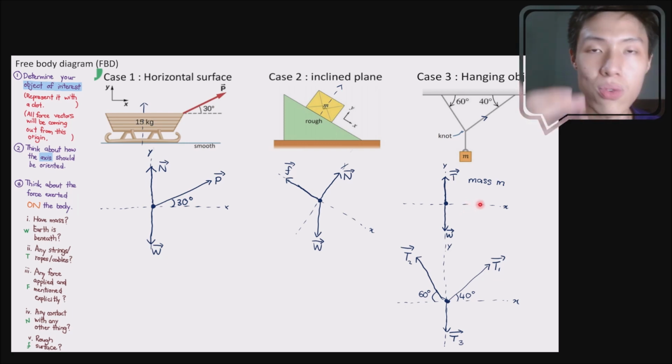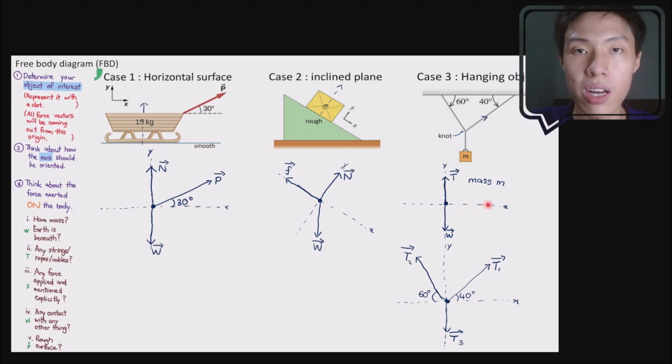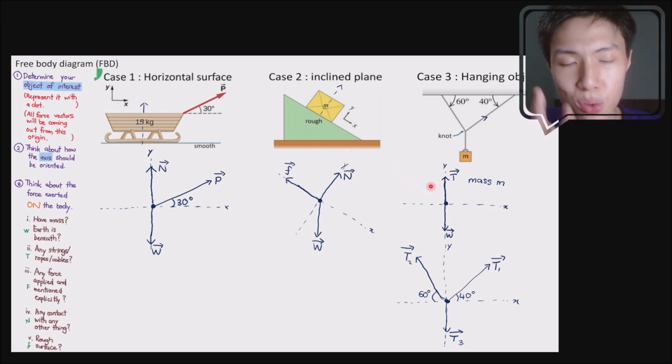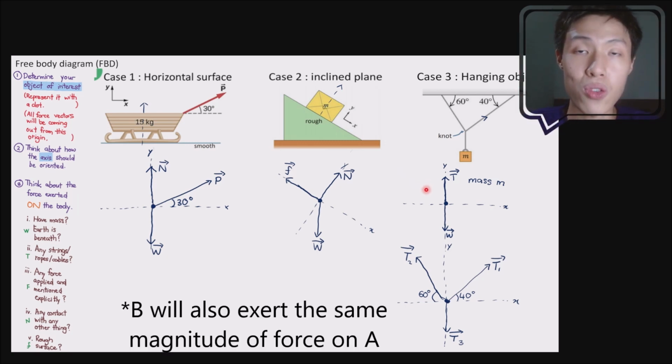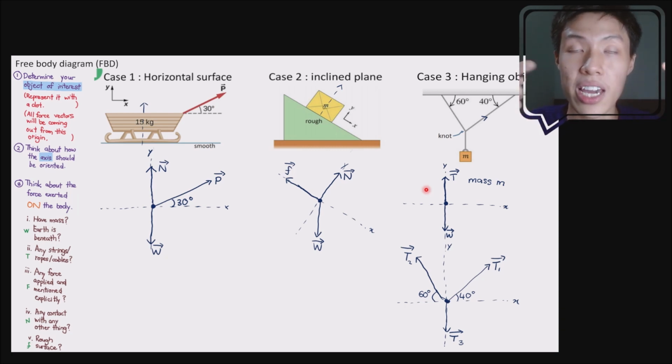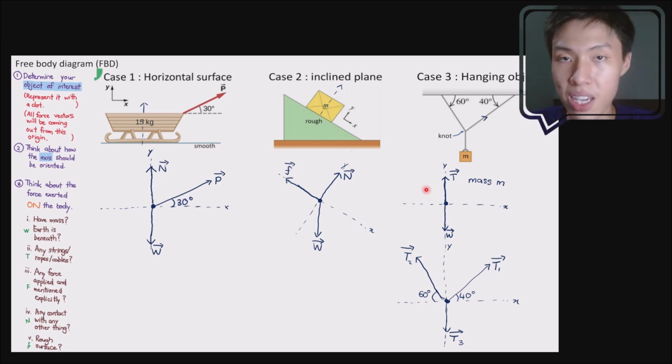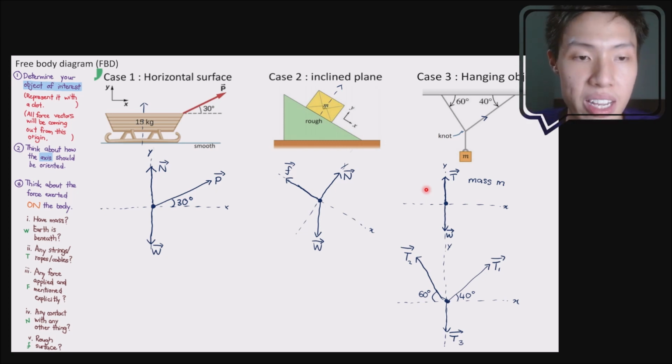For more detail, you need to go to Newton's third law, which we will discuss in future videos where we talk about the action-reaction pair. So basically, Newton's third law says if A exerts a force on B, B will also exert the same force on A. We call the two forces an action-reaction pair, and the force that A exerts on B will have the same magnitude as the force exerted by B on A. Same magnitude, but opposite direction.